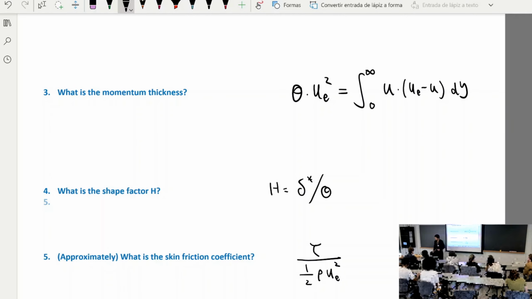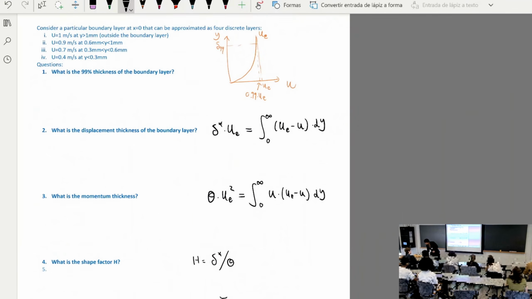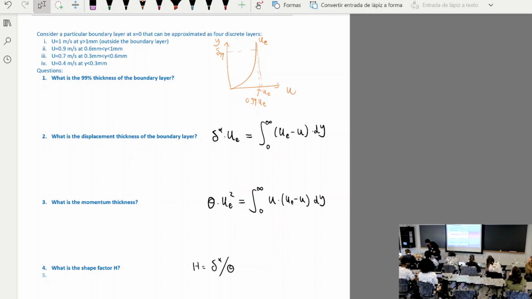All right, so please come up and work out this particular example. Consider a boundary layer that can be approximated as 4 discrete layers. What is the 99% thickness? What is the displacement thickness? What is the momentum thickness? What is the shape factor, etcetera. This is basically to help you understand what these quantities and concepts are. If there is any misunderstanding, you're going to get the wrong result, and we can correct your misunderstandings.